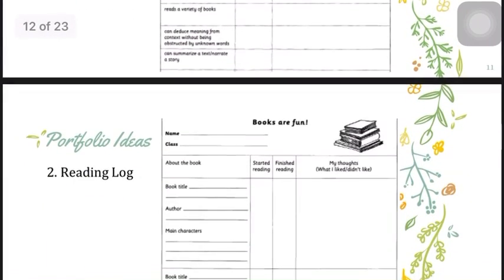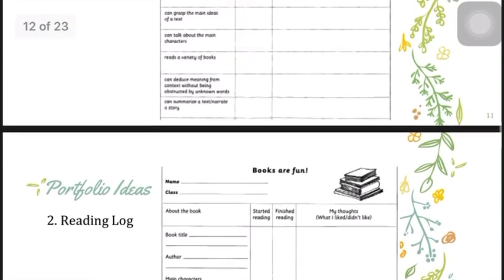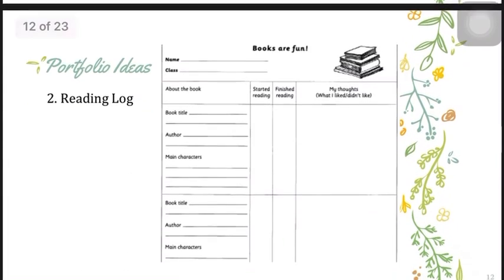And then next, well, actually, extensive reading checklist. Keep the checklist right at the beginning of the children's portfolios for easy reference. Tell the children what the checklist is for and explain to them that it will demonstrate their progress in reading over the next 2 or 3 years. And then next, reading log.